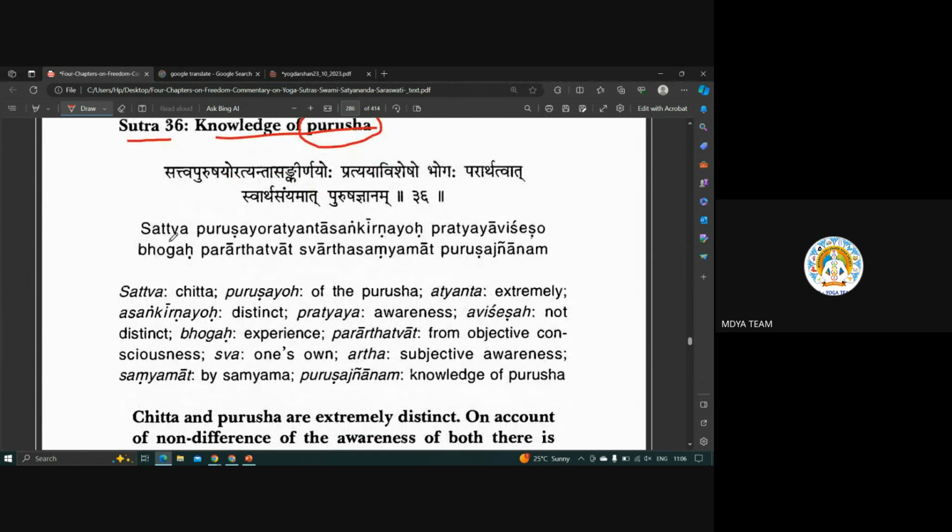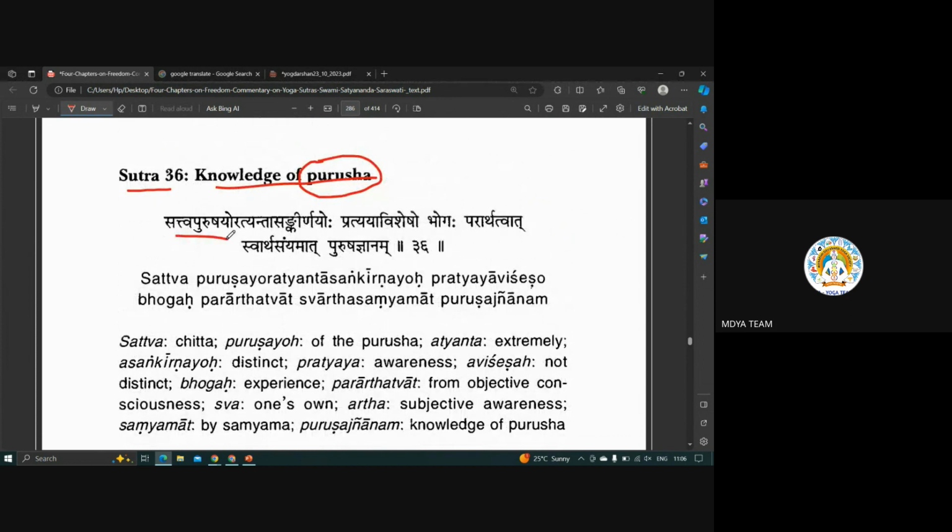Yes. First, he is explaining the relationship between the Chitta and the Purusha. First, I would like to ask you about the Asmita klesha. If you have knowledge of the Asmita klesha, then it will be very easy to understand the exact meaning of this sutra. Yes, one of you please let me know what is Asmita klesha.